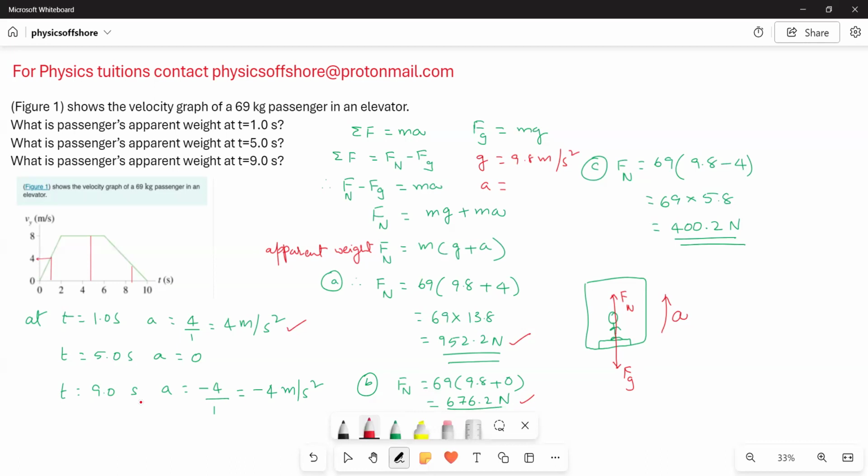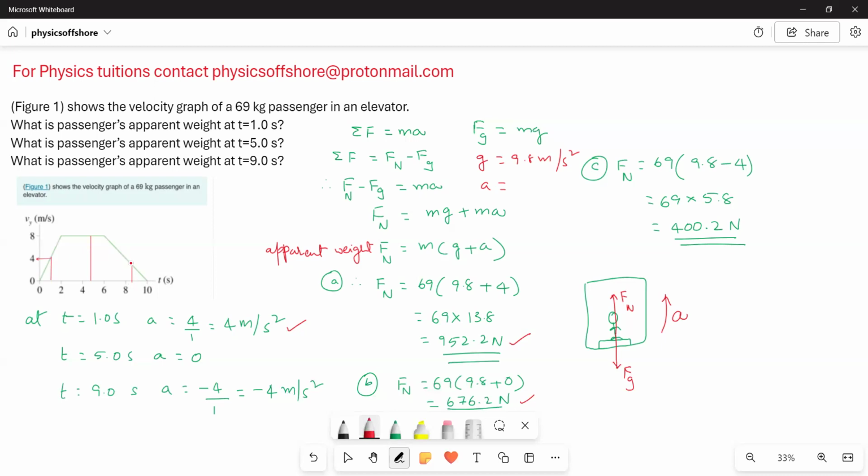Next, when t equals 9 seconds, what is happening? From this graph, we see that the elevator is coming down. Again we take rise over run. The rise here is almost 4 meters per second. The graph is not exactly the same because I copy pasted it; while taking the screenshot, the dimensions will not be the same. So for 9 seconds it is almost 4, and the run is 1 second.